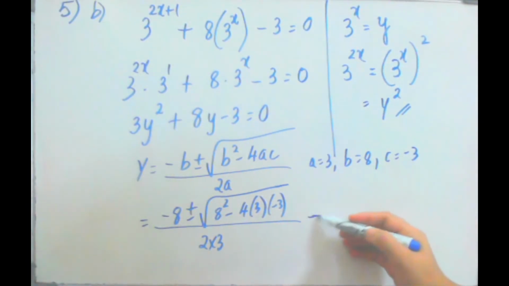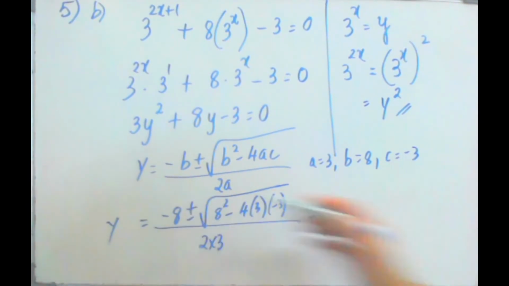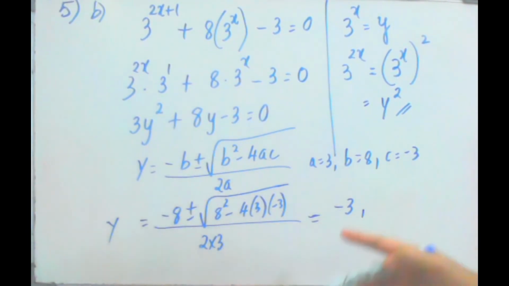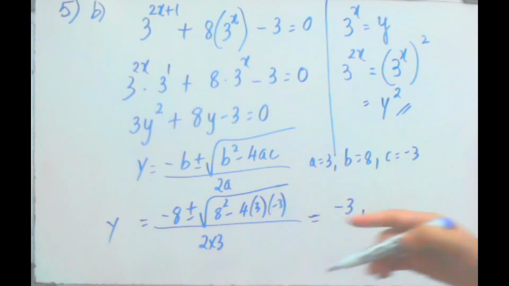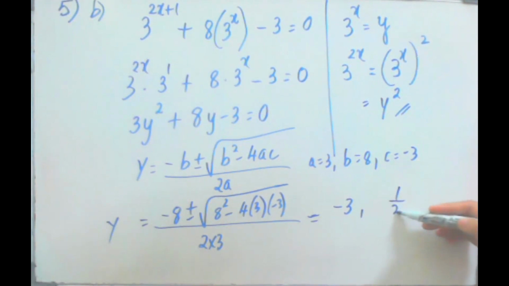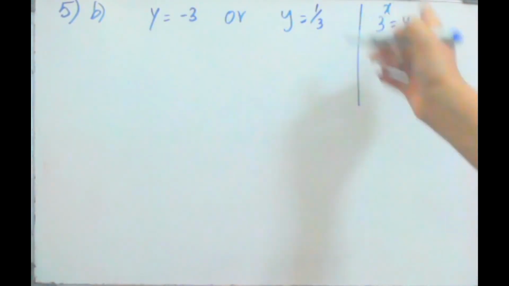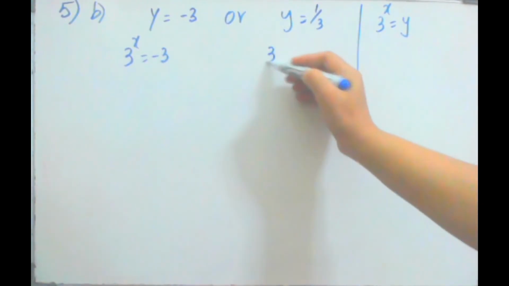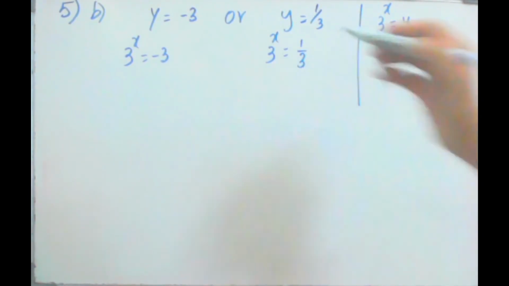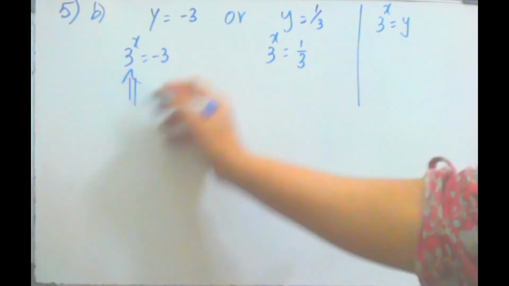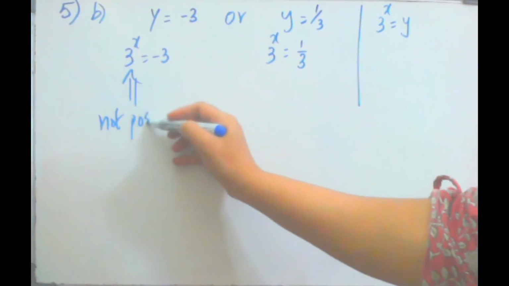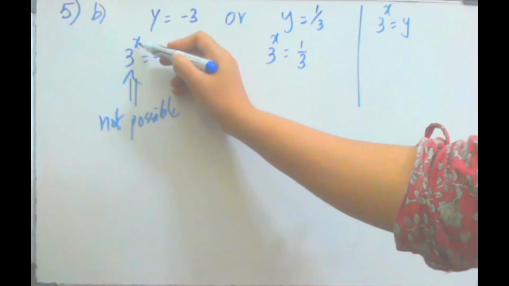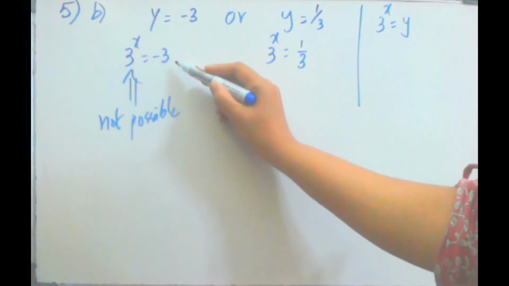Solving this, we will get two values for y. Considering the plus sign we get 1 over 3, and when we consider the minus sign we get minus 3. Now we will substitute the value of y back. We get 3 power x is minus 3 or 3 power x is 1 over 3. So this is not possible, because whether x is a positive number or a negative number, 3 power x can never be a negative number.